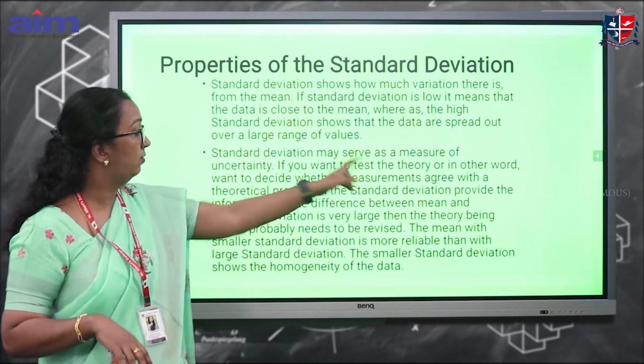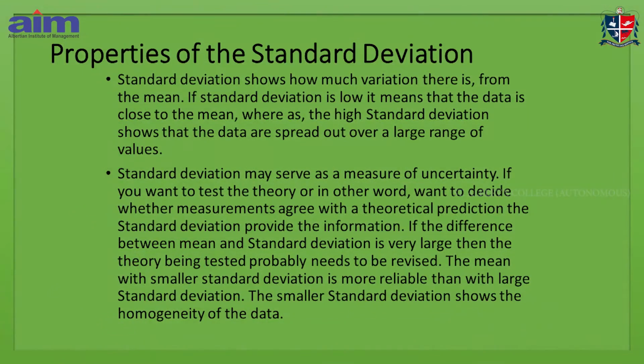Standard deviation may serve as a measure of uncertainty if you want to test a theory, or in other words, want to decide whether measurements agree with theoretical prediction. The standard deviation provides the information. If the difference between mean and standard deviation is very large, then the theory being tested probably needs to be revised. The mean with a smaller standard deviation is more reliable than with a large standard deviation. The smaller standard deviation shows the homogeneity of the data.